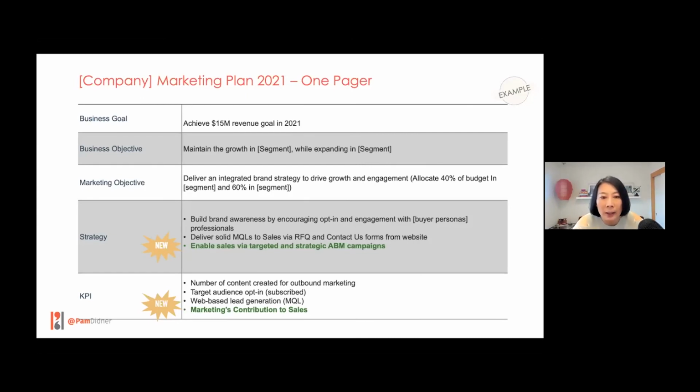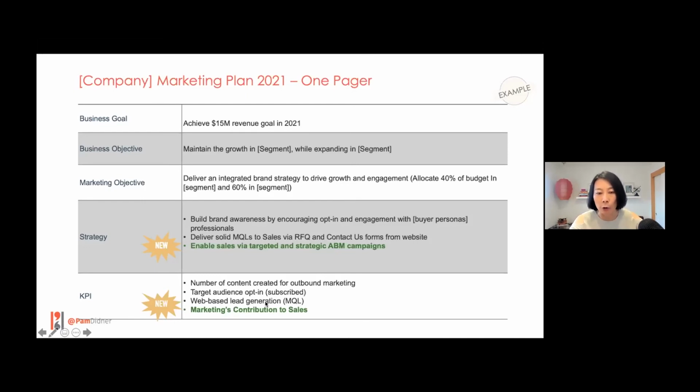And you can see the strategies right here. It's very much aligned with the KPIs. The key performance indicators are very much aligned with the strategy, right? The encouraging opt-in, and that's the subscribers. So it's the number of people subscribed. The MQL is quantified as filling out the contact us form from the website. So you just count the number of people who filled out the form, right?